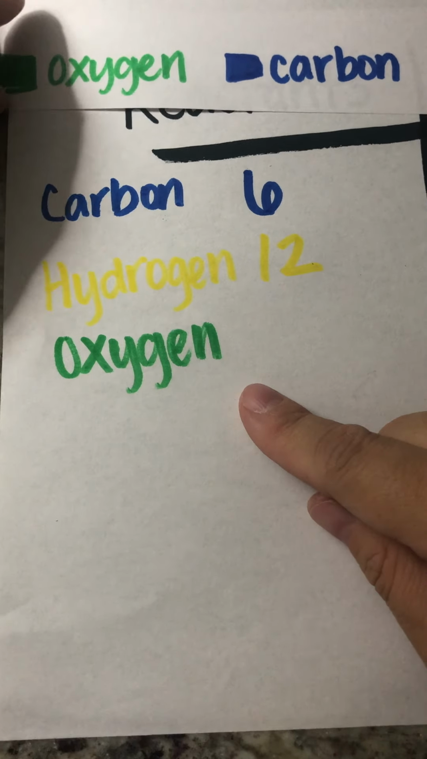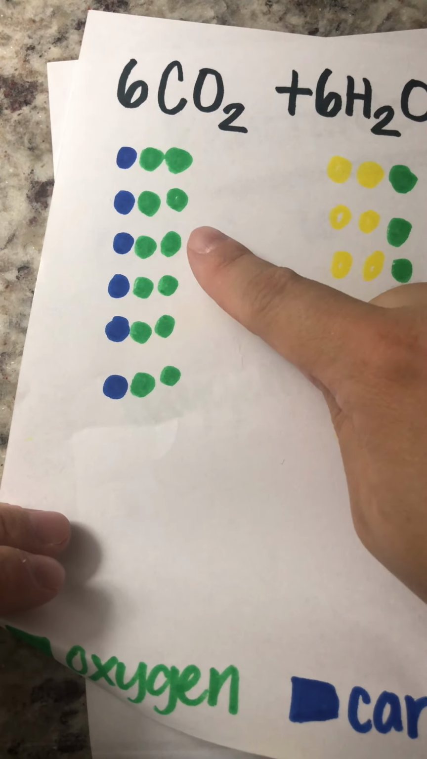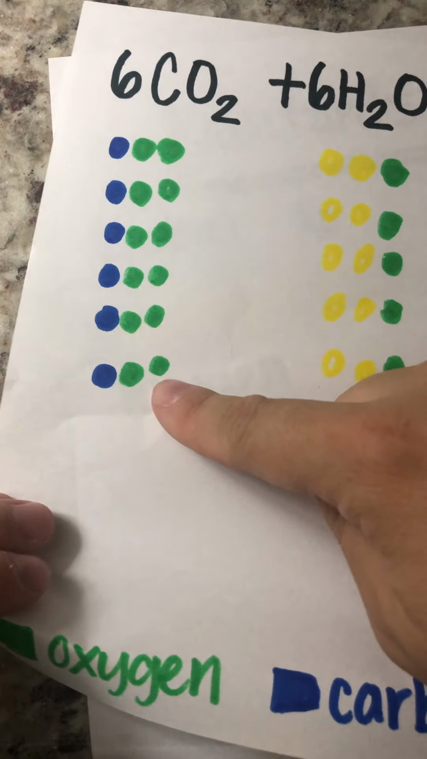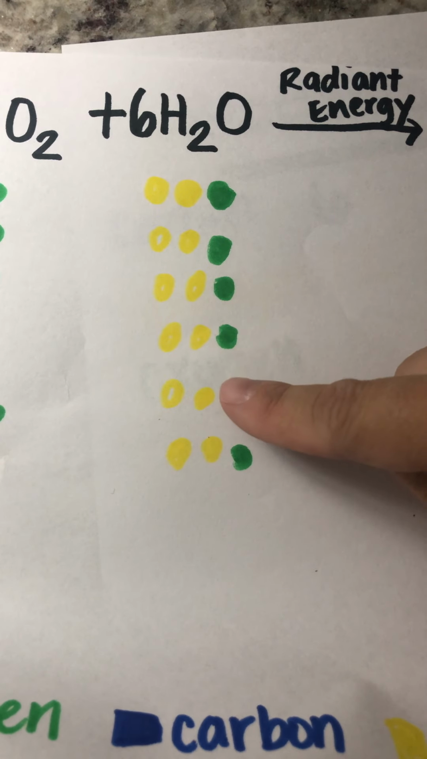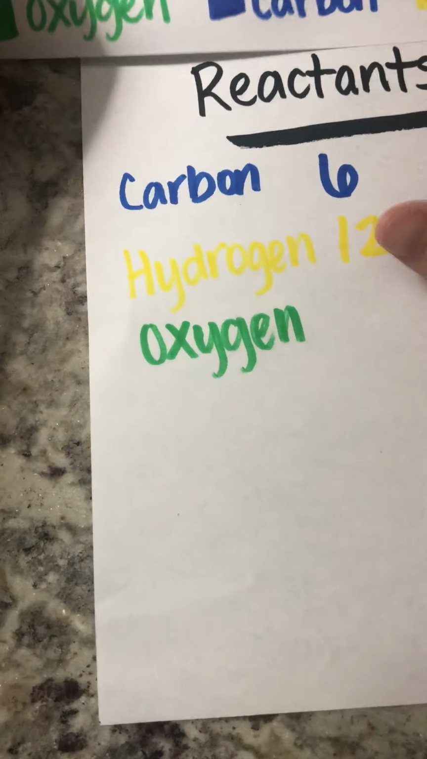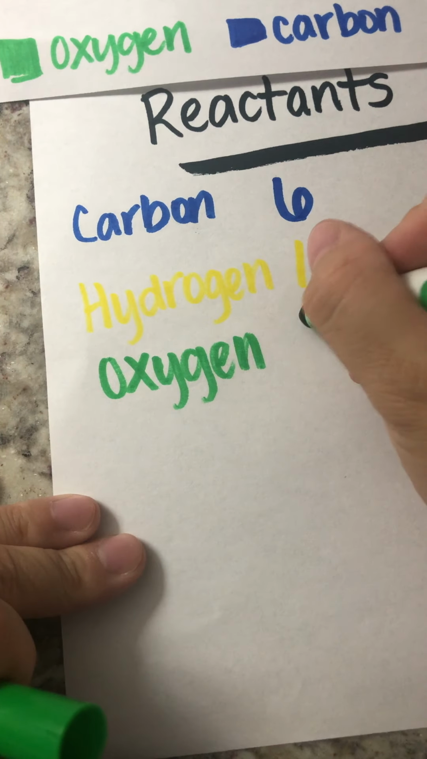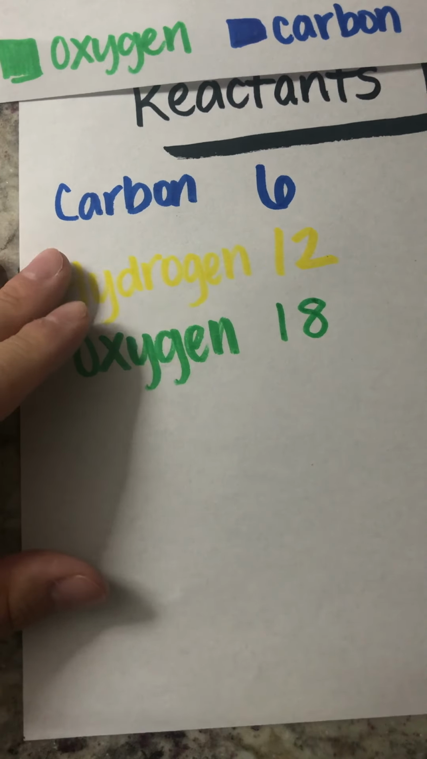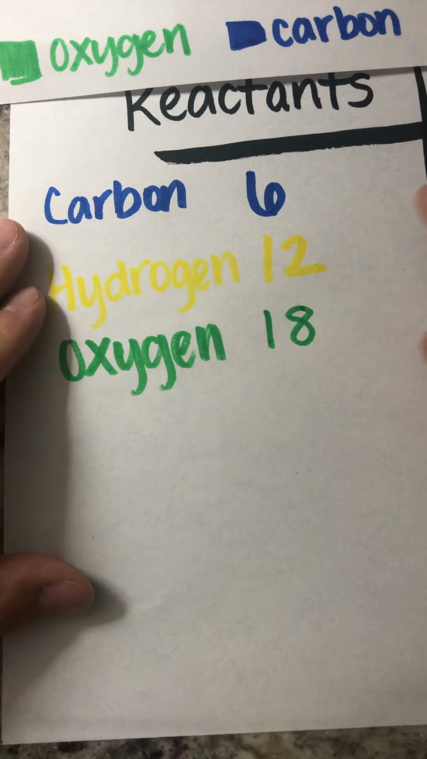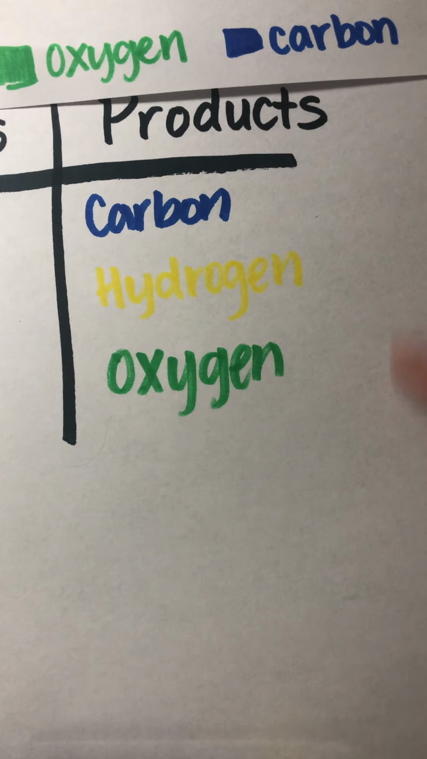Now last, on the left side, we need to see how many oxygens we had. So let's count. 2, 4, 6, 8, 10, 12. Oh, there's some more. 13, 14, 15, 16, 17, 18. We used 18 oxygens on the left-hand side of our formula. Okay. Now that we've looked at the left-hand side of the arrow, we need to look at the right-hand side of the arrow. And we're going to fill in this part.